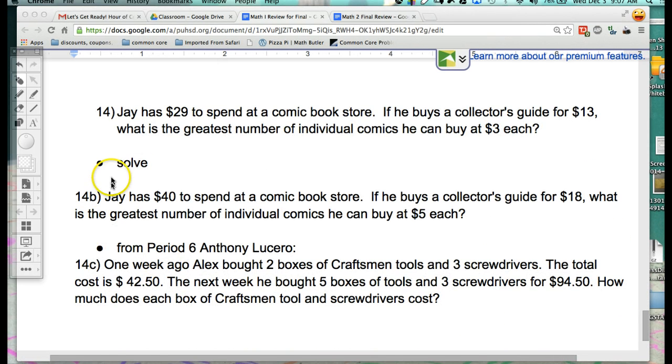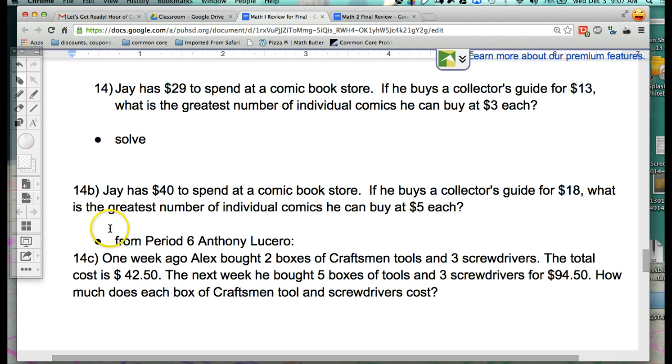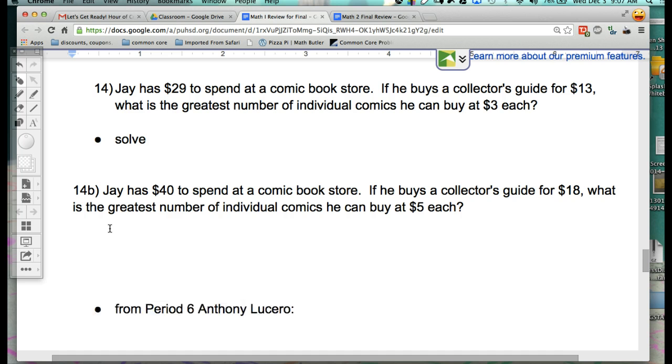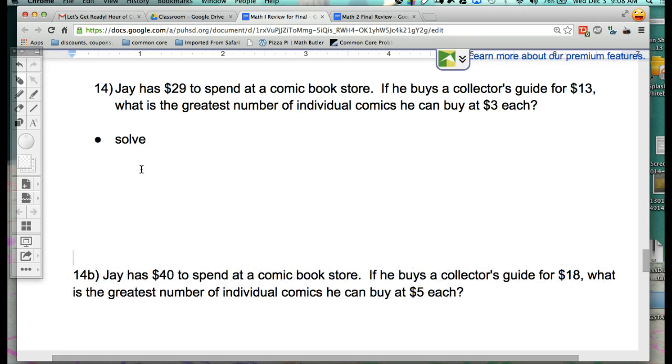Okay, so let's take a look at question number 14. I put over here solve because this is a question where you have to solve, okay, and get the correct answer. Because you know there are some questions where you can just go ahead and give the equation, and there are some questions where you have to actually solve it, right? And this one you have to actually solve, all right? So I'm going to give you some time to copy this because this is a word problem. Ready? Go.